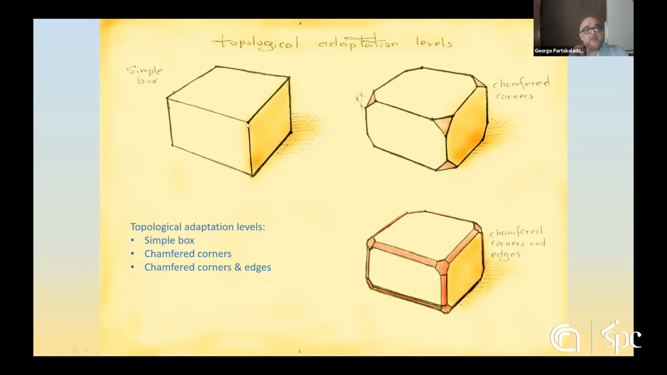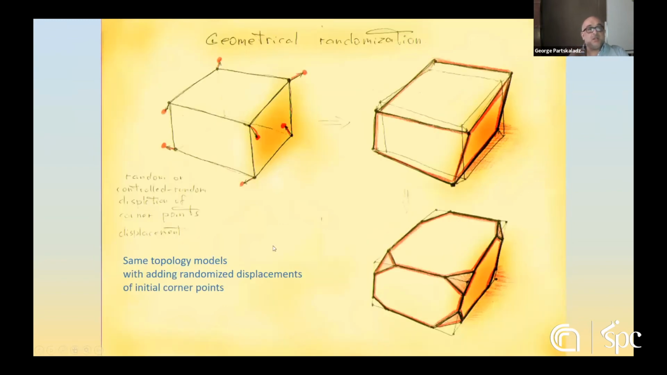So maybe this idea to modify this simple box to chamfered corners and then this one to this one, I can put some randomization. Look here, I take this initial block, I move in randomized direction and in randomized distances the corner points, and then I apply absolutely the same transformation, and I can modify not only topology but also geometry of the object.